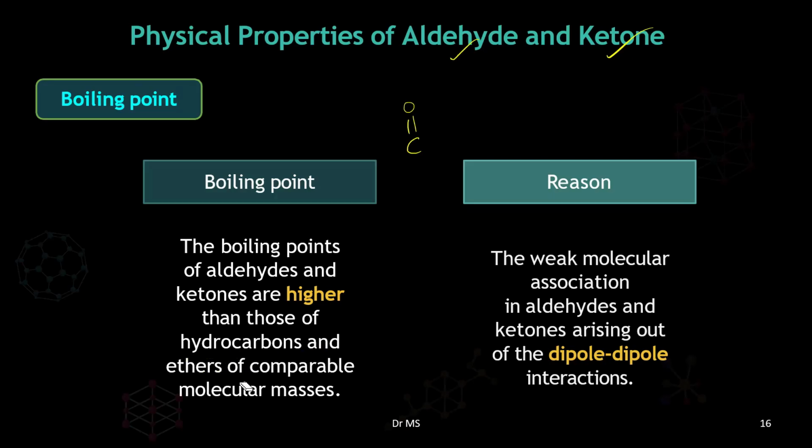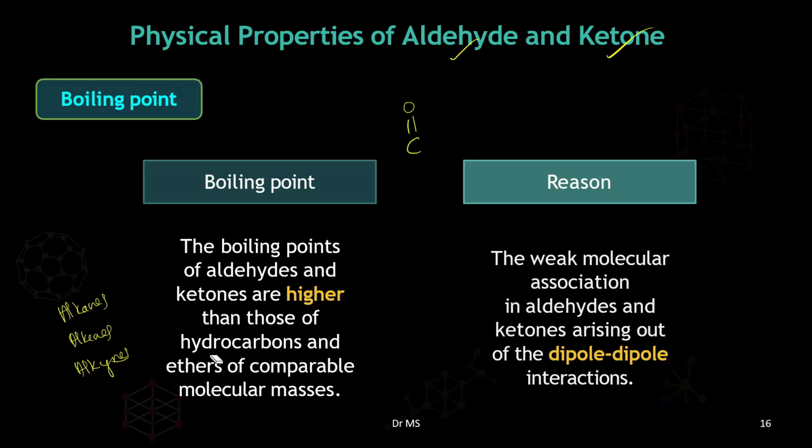Is the carbonyl group only present in aldehydes and ketones, or is it also present in hydrocarbons and ethers? What are hydrocarbons? Nothing but alkanes, alkenes, alkynes. If the carbon-carbon is a triple bond, we call it an alkyne. C double bond C is called an alkene. CH4 is nothing but an alkane. Is there any C double bond O in these three? No. So there is no carbonyl group in hydrocarbons.